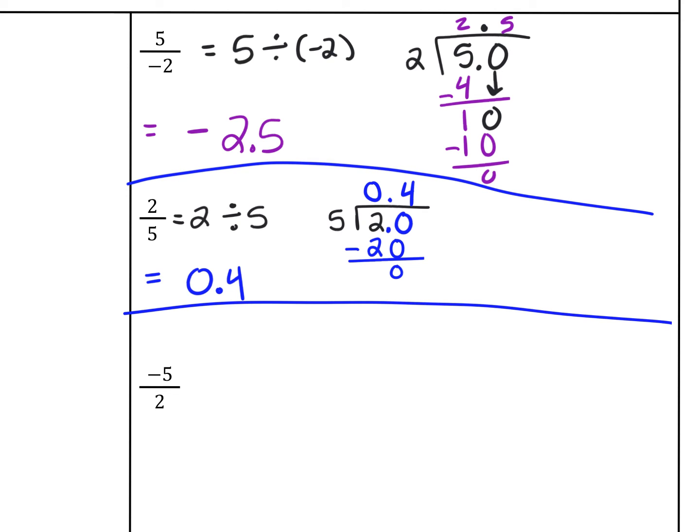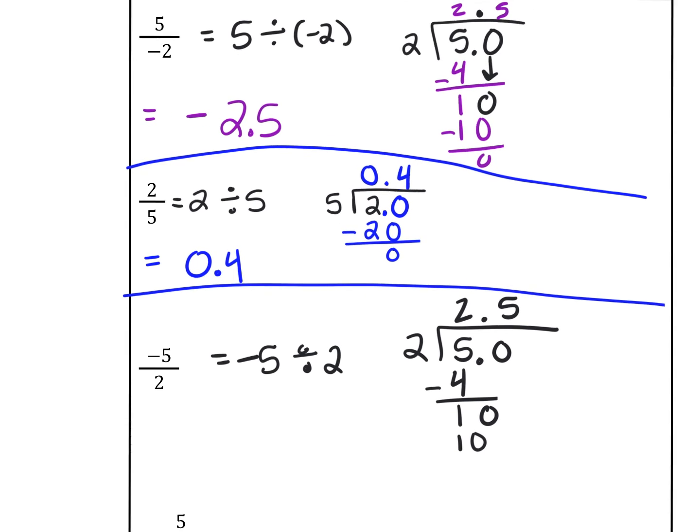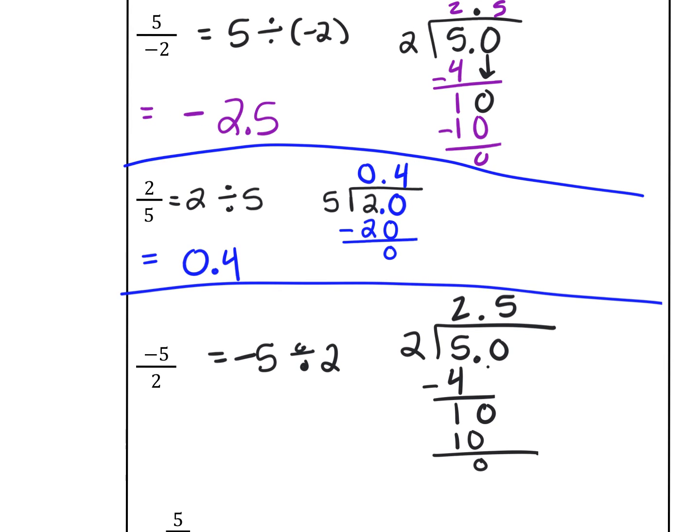How about that? Okay. So negative 5 over 2 means negative 5 divided by 2. 5 goes inside the division, 2 goes on the outside. 2 goes into 5 2 times. We're left with 1. I'm out of numbers, so I add a decimal and a 0. 2 goes into 10 5 times. Don't have anything left now. Okay, a negative divided by a positive, they're different signs, so the answer is going to be negative 2.5.